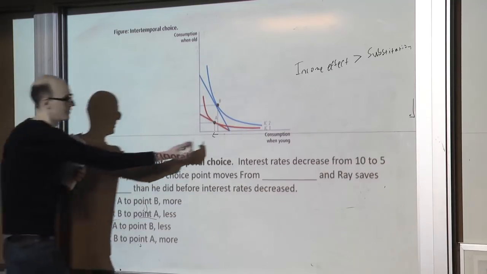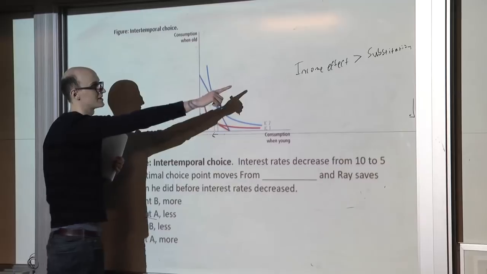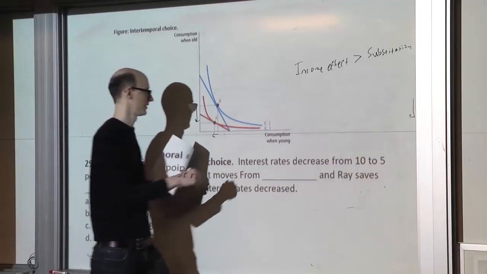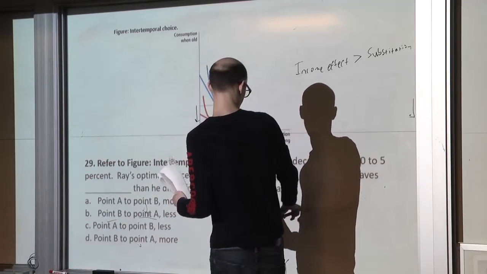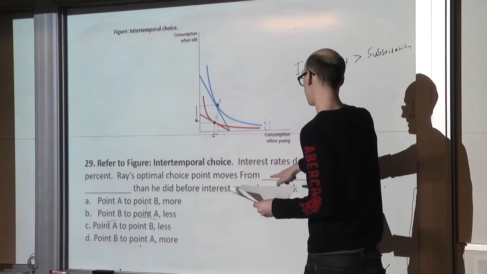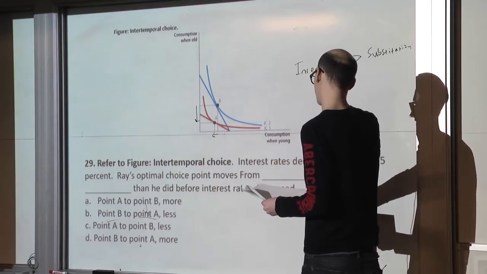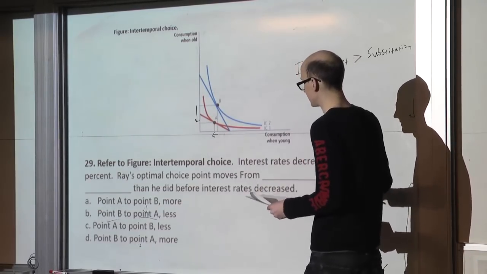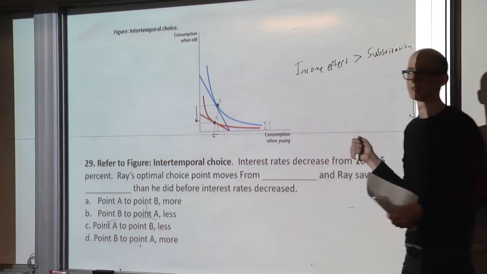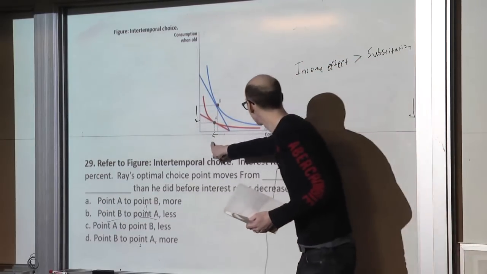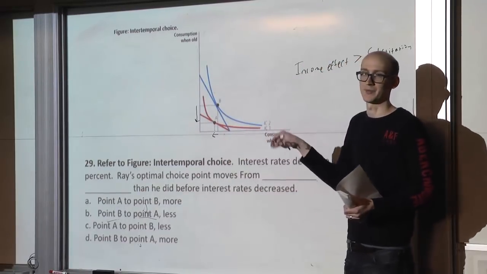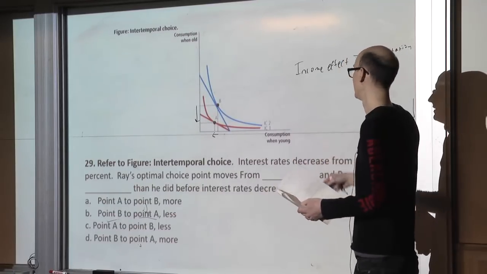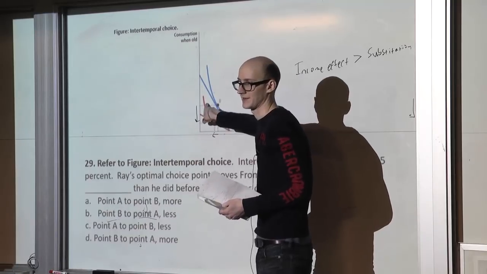So that effect will decrease consumption when I'm young, because it's larger than the substitution effect, and decrease consumption when I'm old. So the answer to this one is going to be point B to point A, and they're going to consume less. And saves, actually no, is he going to save less or more? He's going to save more, because if consumption when I'm young declines, it means that I'm putting more in the bank account for tomorrow, so my savings is going to increase to offset the lower interest rate, okay?